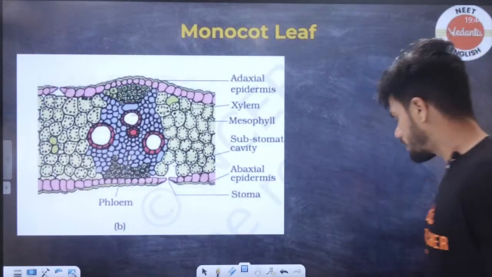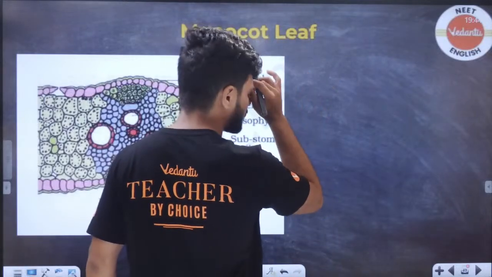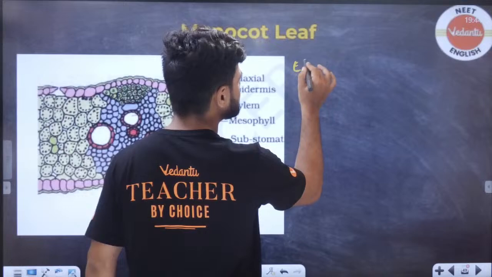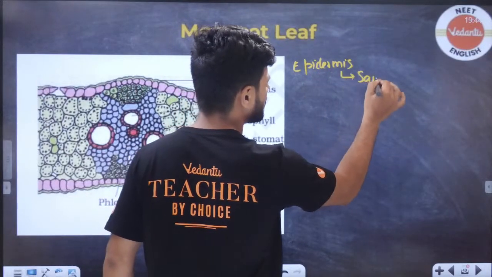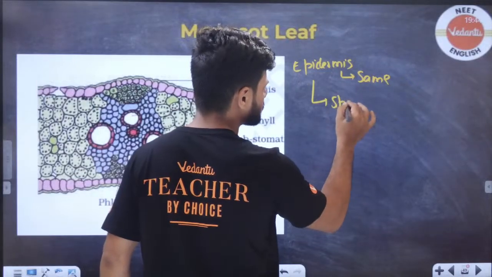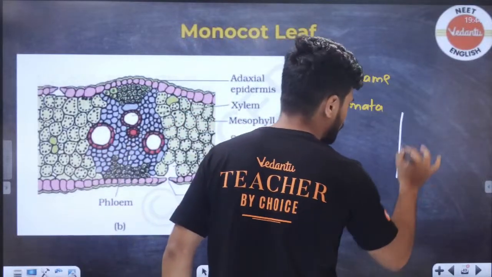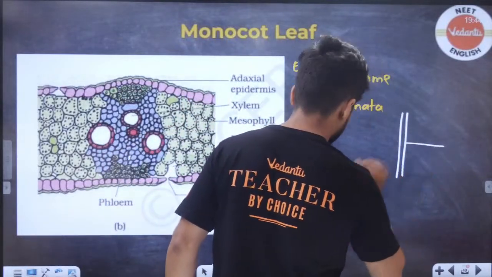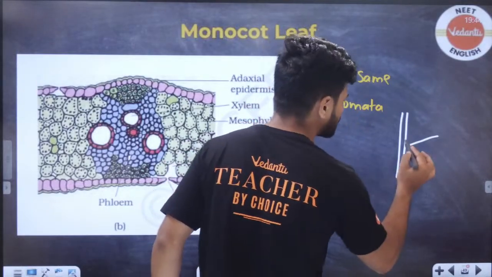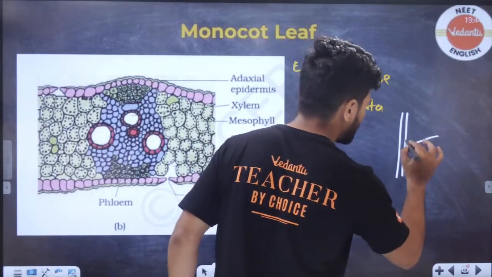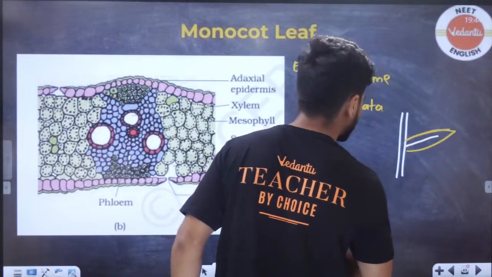Now if you see the monocot, monocot is very simple. Now I'll show you one. Here, monocot, I'll tell you students, again the epidermis is generally the same, but stomata will change. I'll tell you why. See this. This is the typical monocot leaf. Monocot leaves are generally much more parallel to the ground. Can you see?